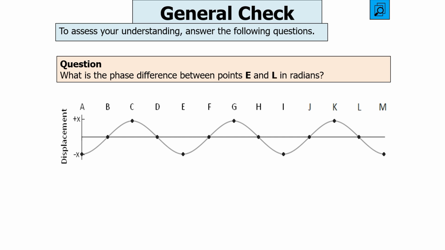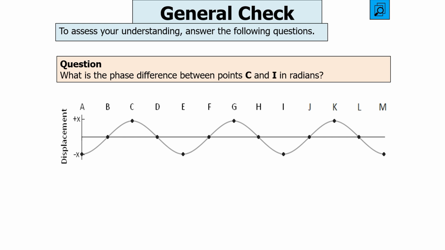What is the phase difference between points E and L in radians? Pause the video now, then unpause the video when you want to go through your answer. The answer is 1 3/4 radians. The next question says, what is the phase difference between points A and M in radians? So pause the video now and unpause the video when you want to go through your answer. The answer is either 6 pi radians, 2 pi radians, or 0 pi radians.